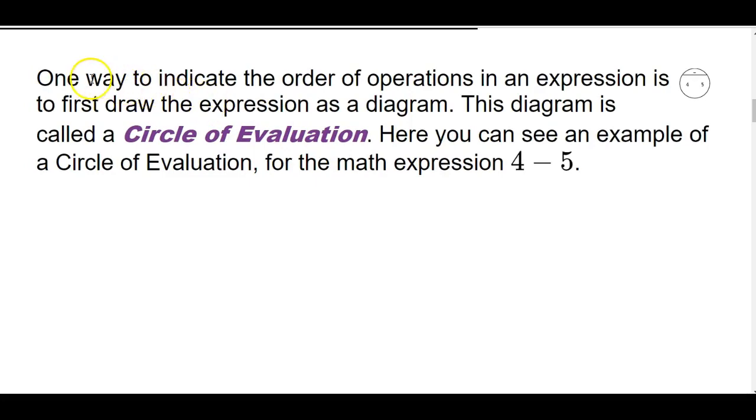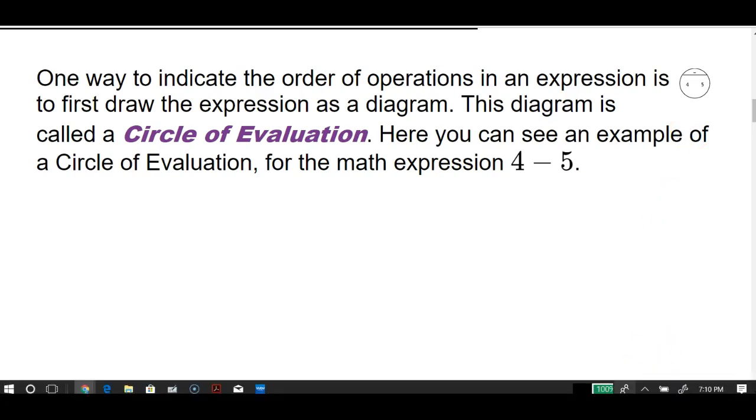All right, now, this is really cool, but it says one way to indicate the order of operations in expressions is what we call a circle of evaluation. We make a diagram of it, and that helps us. Now, these circles of evaluation are going to help us so much when writing code. They're a big deal. It helps us really think through what the instructions ought to be, because we put it in a circle. So here you can see an example of a circle of evaluation from the math expression 4 minus 5.